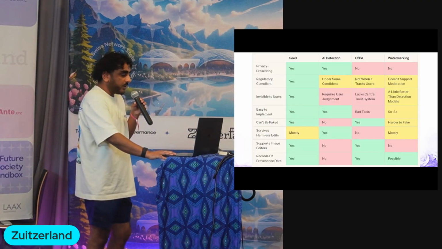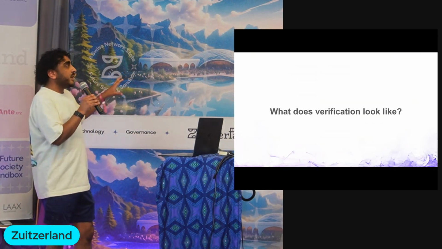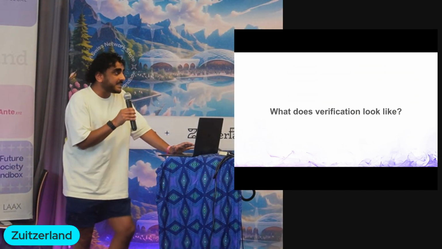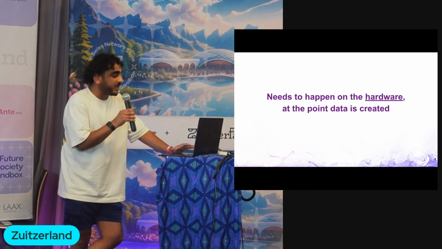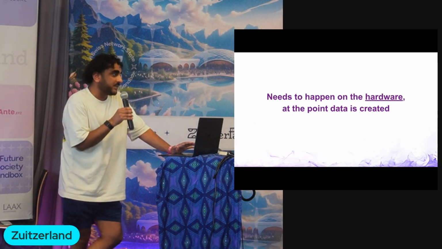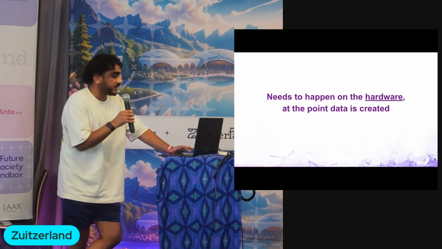But moving on. Thinking about how we would have verified this picture of the Pope, we have a few learnings here. One, it has to happen on the hardware and has to be at the point data is created. Number two, we need to focus on objective data, so anything from a sensor, something that's reading the light, something that's reading a temperature, etc.